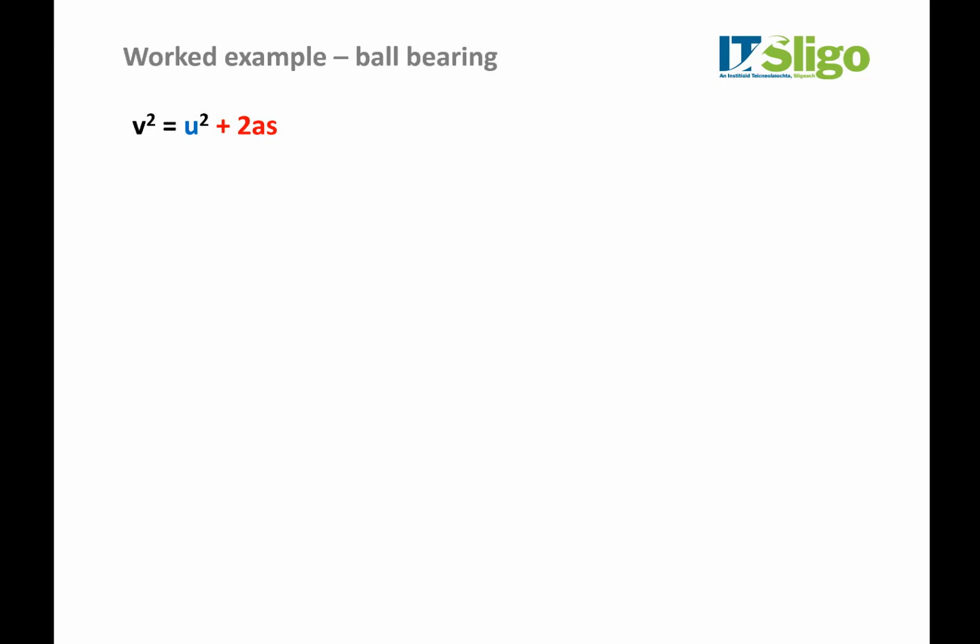So this is our function. U is our subject. The squared, guys, is closest to it, so that's going to be the last thing to go. The 2as is furthest away. That's the first to go. It's joined on by a plus sign, so we're going to subtract 2as from both sides.